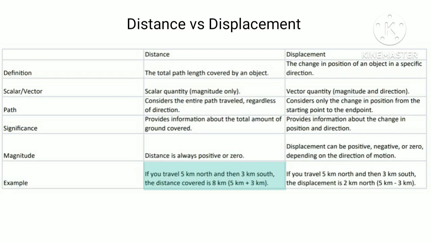Example: if you travel 5 km north and then 3 km south, the distance covered is 5 km plus 3 km equals 8 km. If you travel 5 km north and then 3 km south, the displacement is 5 km minus 3 km equals 2 km north.